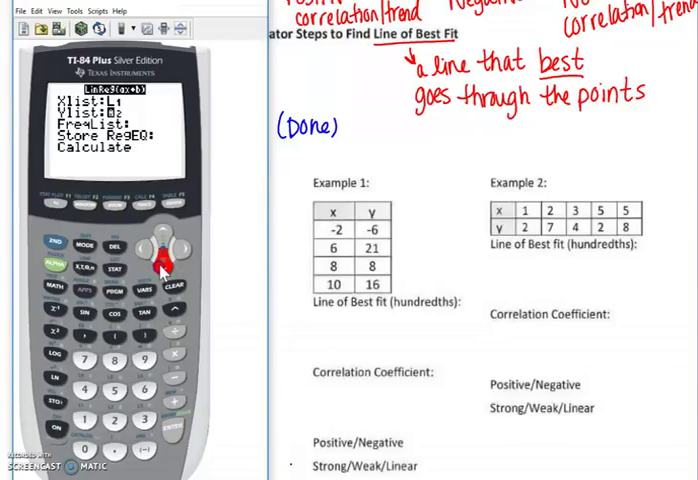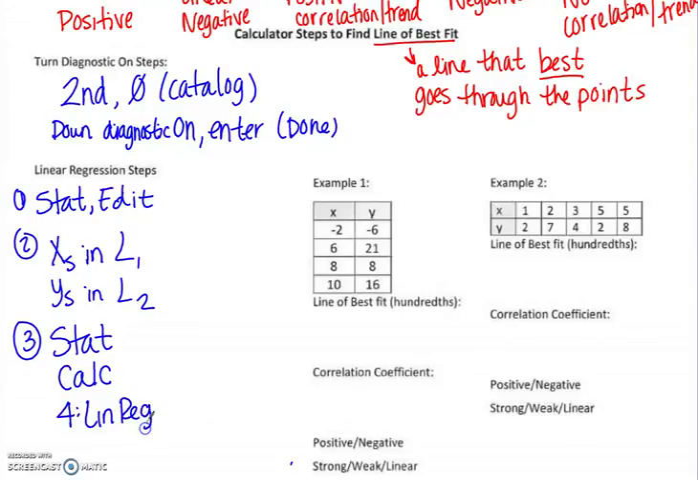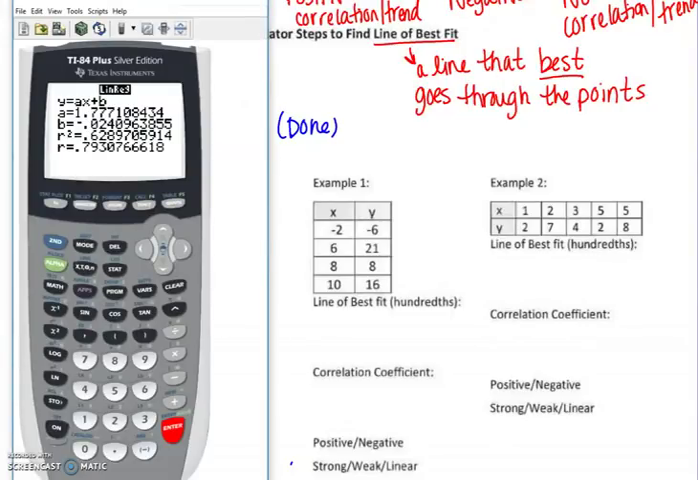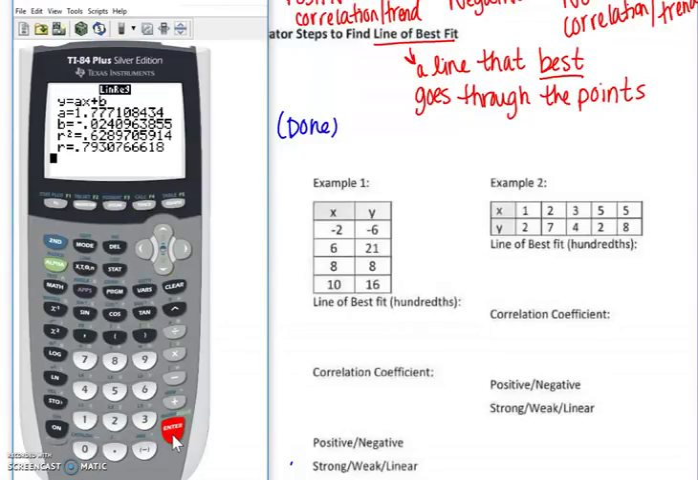Follow along with me. You hit enter. Has all this beautiful stuff. We go down to calculate, and we hit enter one more time. And it gives us all this gross stuff. I'll go over all that gross stuff in a second. So let's write that stuff down though. So the third thing you do is you go to stat, then you go calculate, and then number 4, which is lin reg, and then all the way down to calculate.